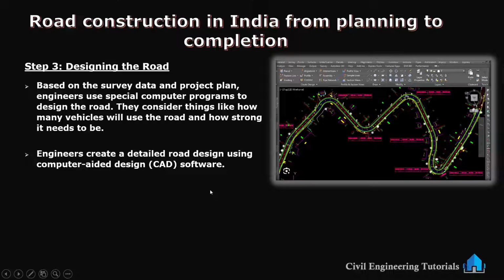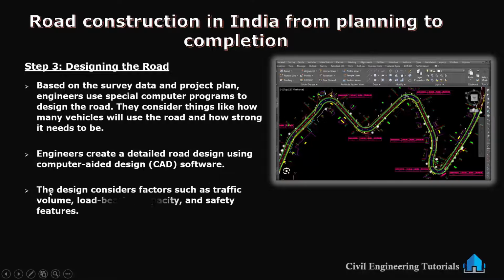I'm giving an example. Pretend you and your friends are playing with toy cars. You know toy cars? And you want to create a race track. You design the track with twists and turns, making sure it's wide enough for the toy cars to move smoothly. This way, everyone can have fun driving their toy cars on the track. So, this is the example. The design considers factors such as traffic volume, load bearing capacity and safety features.